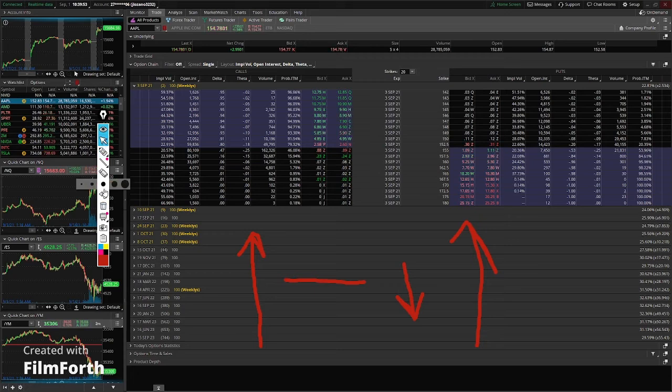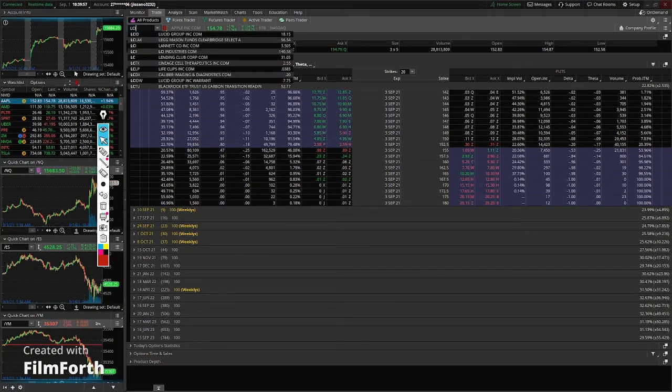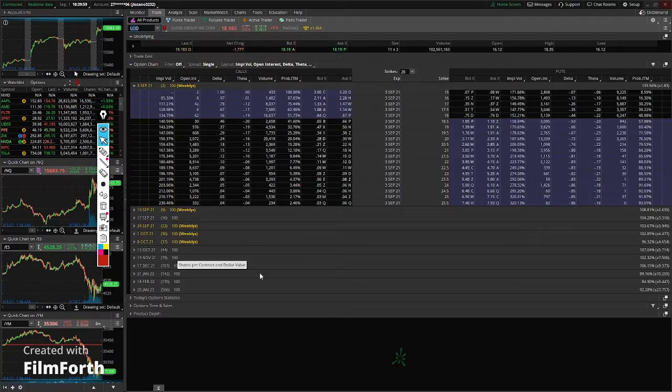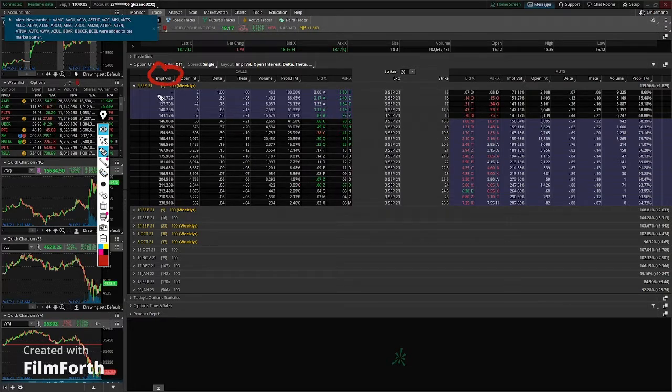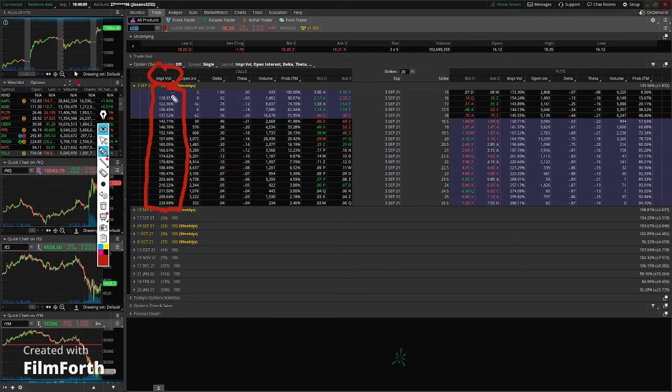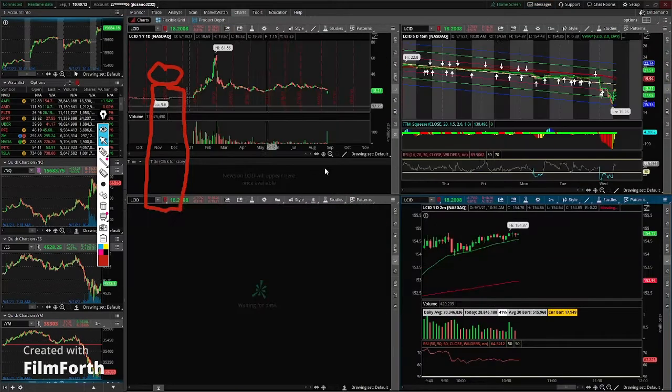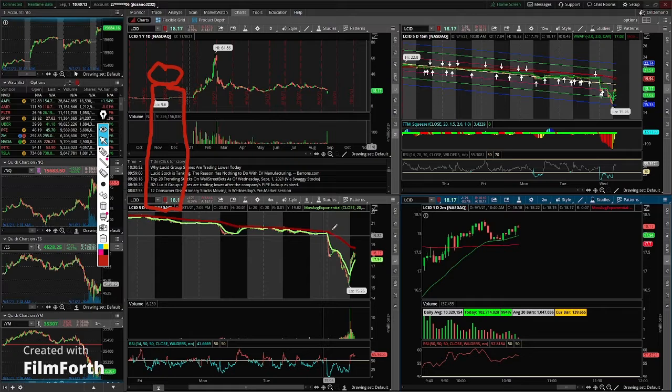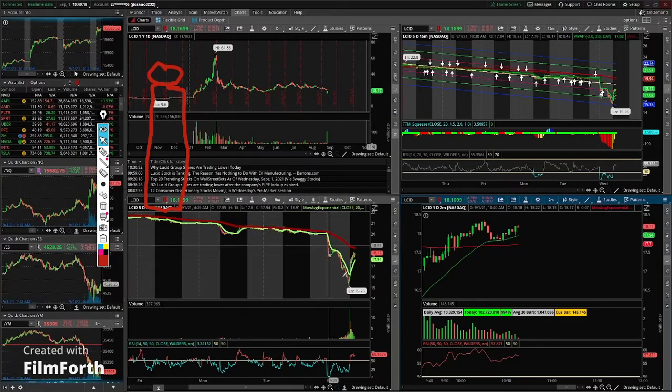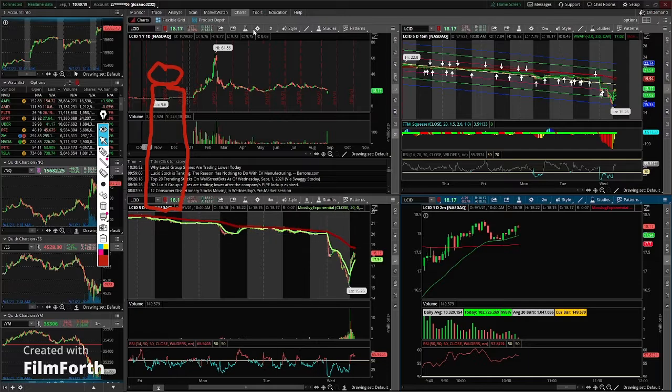Now actually, let me take a look at something real quick. Let's look at Lucid. Okay, Lucid is a perfect example today. Notice the implied volatility on Lucid Motors. All right, Lucid Motors today started tanking around 4 a.m. and lost about $5 in value.